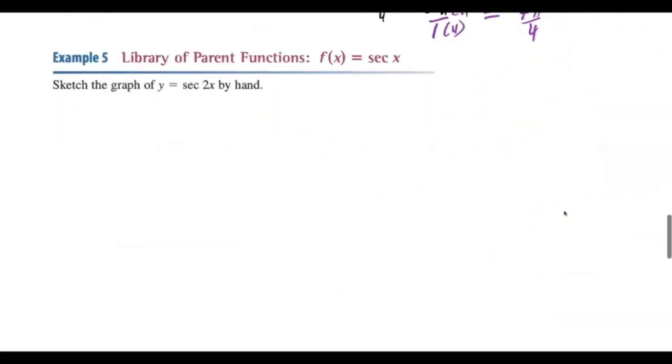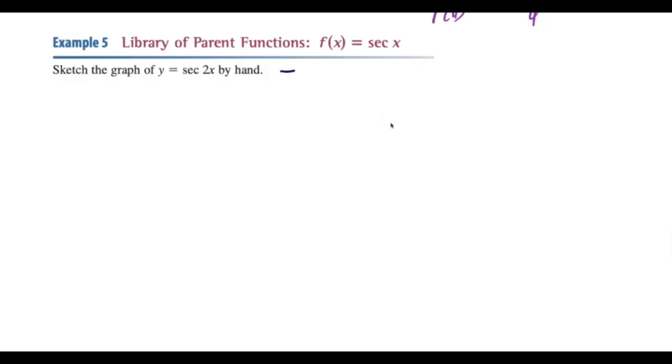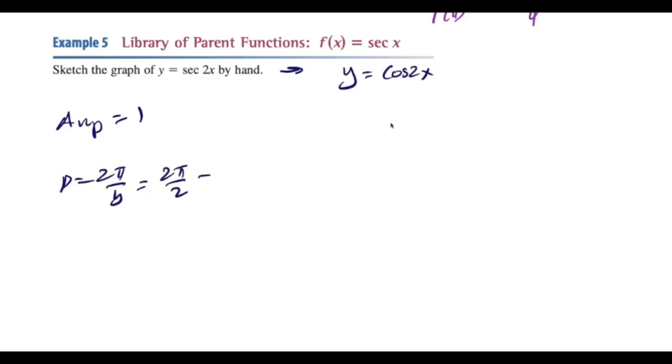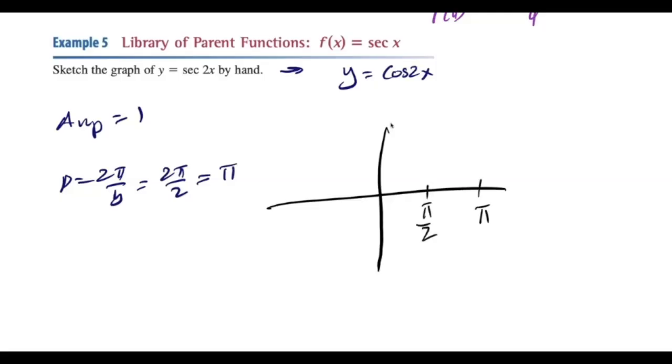Next one, let's sketch the graph of secant by hand. Secant goes with cosine. We're going to graph y equals cosine 2x. We'll do this a little faster. Amp equals 1. Period equals 2 pi over b, 2 pi over 2, which is pi. Here's my line. 0, so I'm going to draw pi over 2, pi, like that. Maybe negative pi over 2, negative pi.